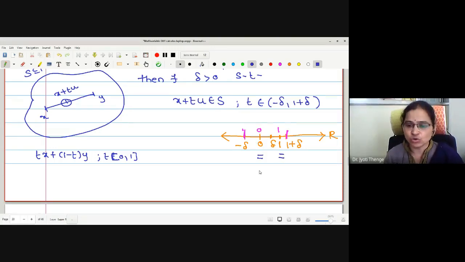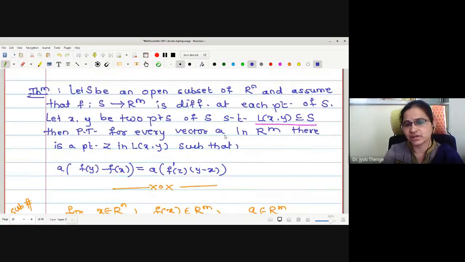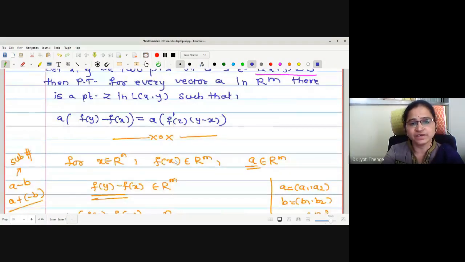Why? Because for t equals 0, it is giving us the point y. For t equals 1, it is giving us the point x. So this range of t was selected just to ensure that it includes both the points 0 and 1. Now we will take a fixed vector a as given in the statement. We will take a fixed vector a in Rm and define a new real valued function. Why is a real valued function being defined? Because we know the mean value theorem is true for functions of the one-dimensional real valued type.